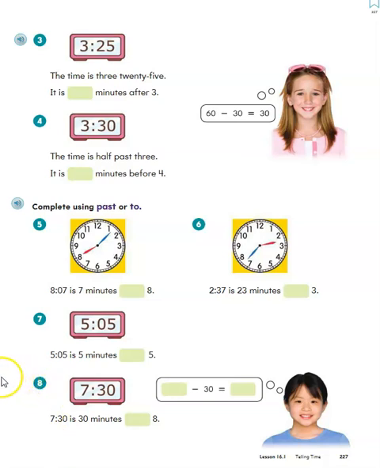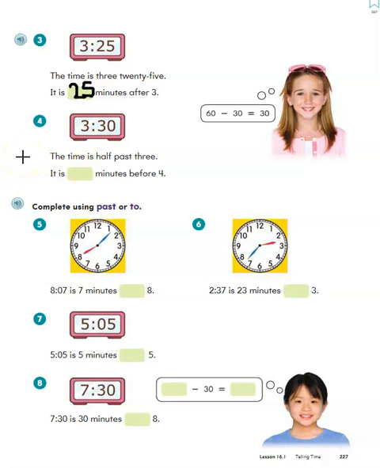Number 3, the time is 3:25, and we can see that on the digital clock. There's our hour, there's our minutes. It is blank minutes after 3. Well, of course, it is 25 minutes after 3, right, guys? So 25, and then number 4 says 3:30.